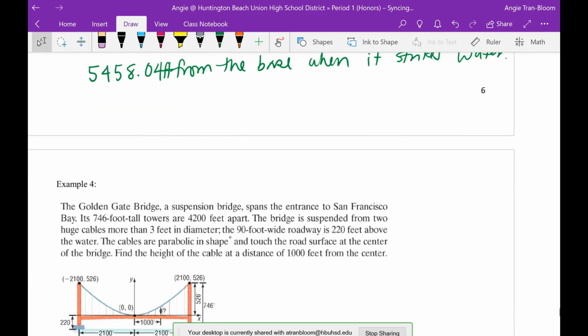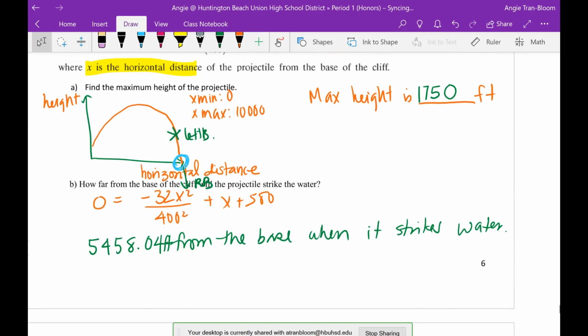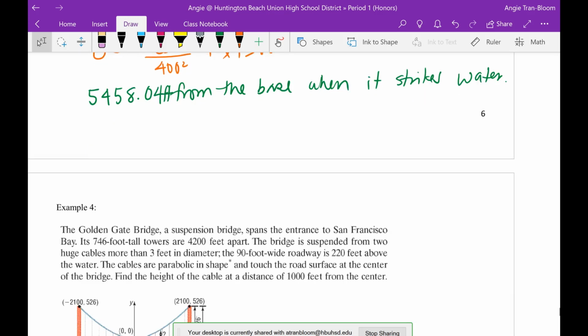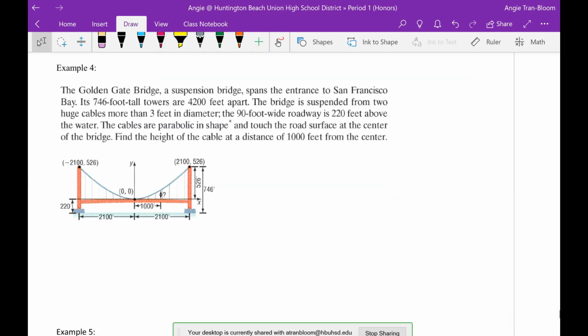Any questions on those at all? Easy so far? Yeah, all calculator, min, max, optimization. Calc BC kids are so excited right now to do optimization again, you know, the calculus way. Here we go. Two more examples and we'll call it a day.